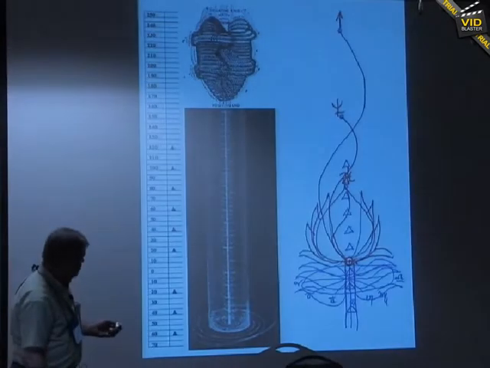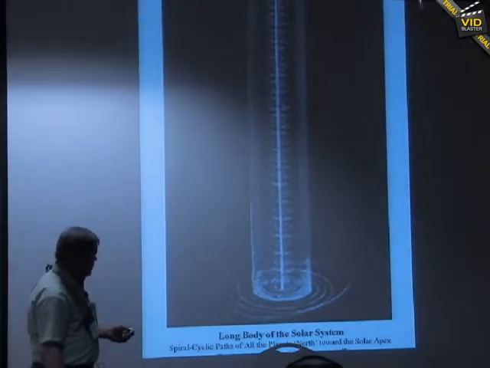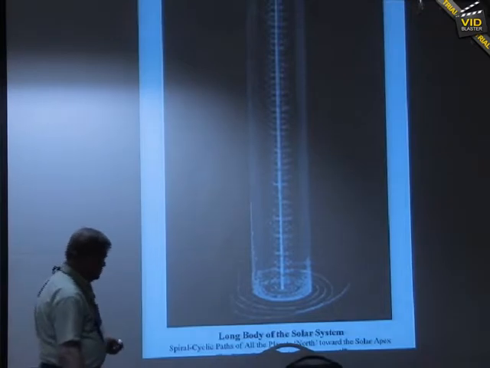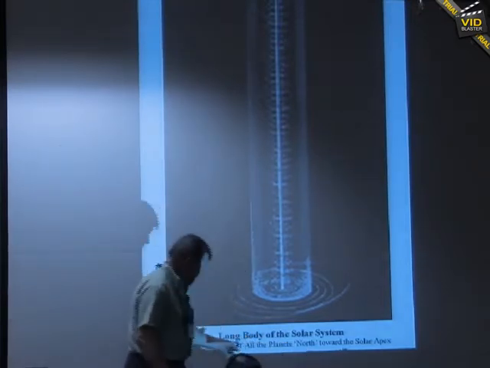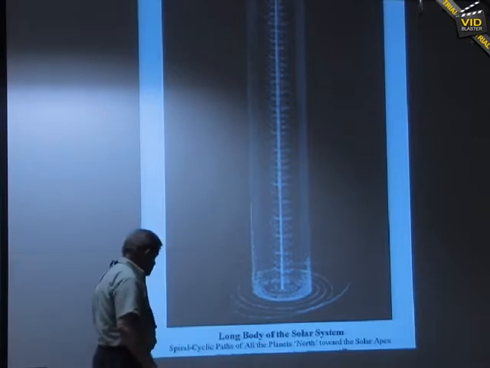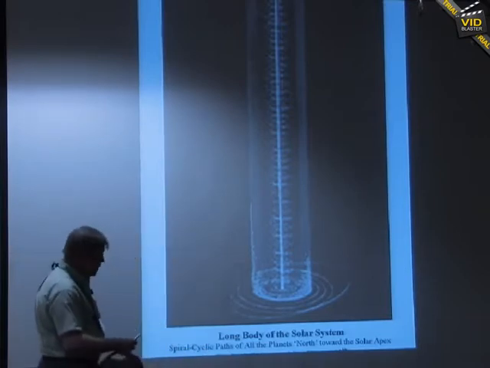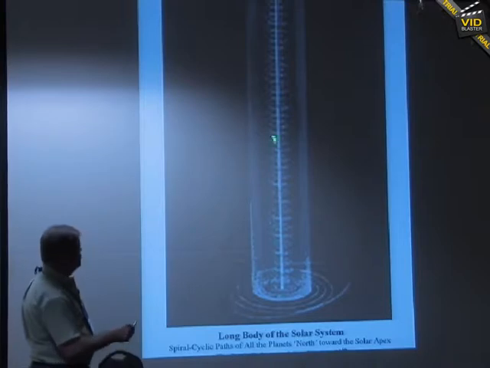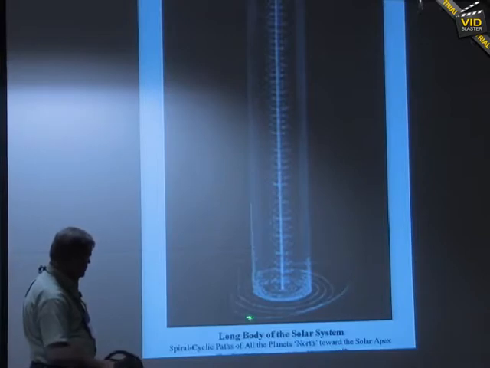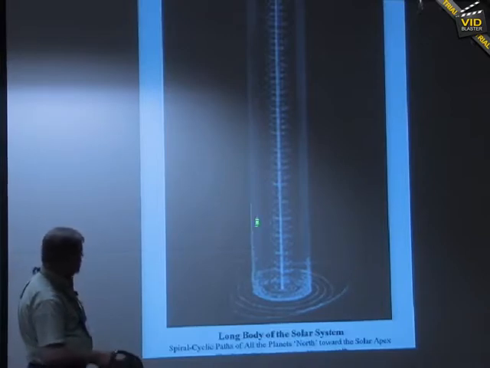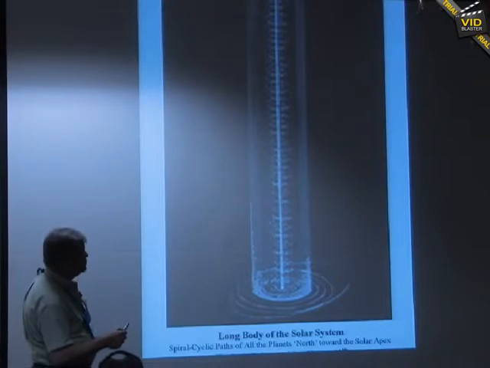Here we go. Here's a nice picture of the long body of the solar system. This is something that Rodney Collin put together years ago. It shows the path of the sun north towards the star Vega. And it shows all the planets spiraling, and here's Pluto's elliptic orbit, basically a 250-year cycle going up to the top.